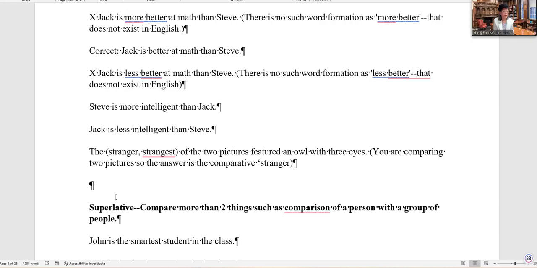Stranger of the two pictures. We're talking about two things, and every time we're comparing two things, it becomes ER. EST means that we're doing a superlative, and therefore we're comparing more than two things.